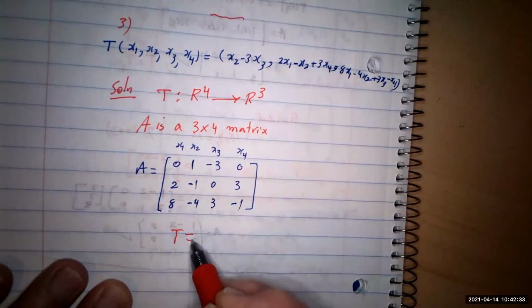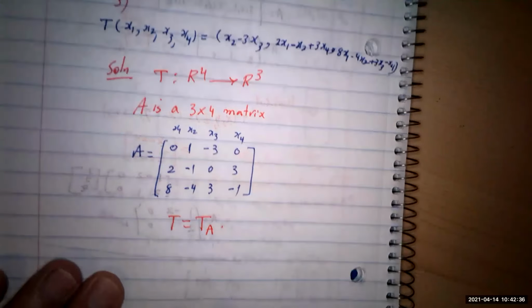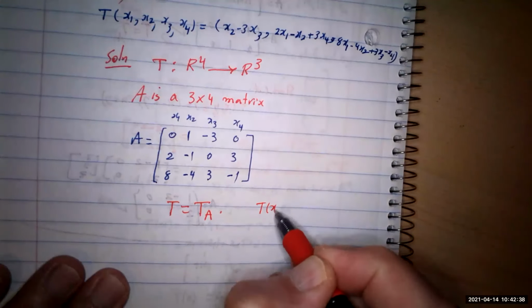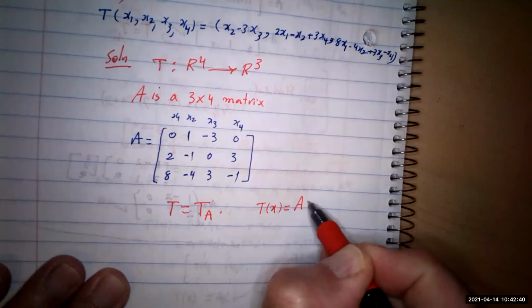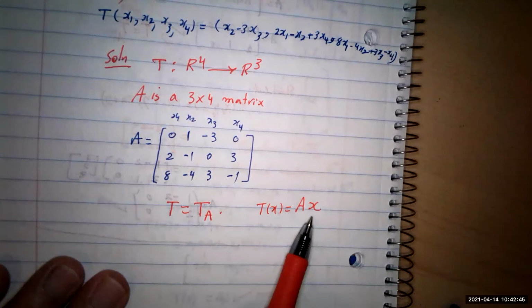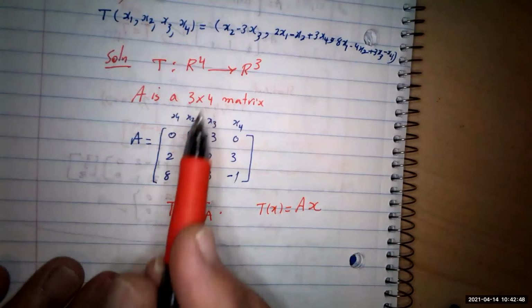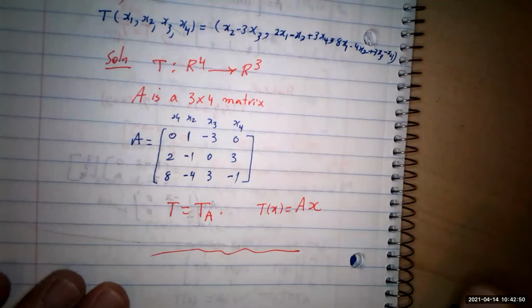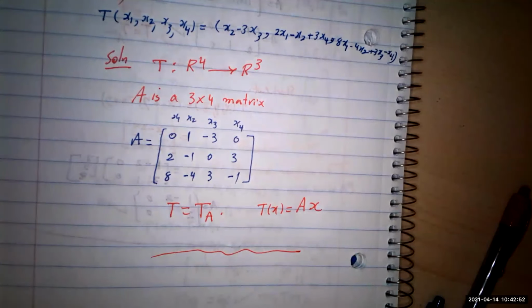You can see that T is equal to T_A. So this means if you want to find the T of X, it simply is going to be A times X, when A is this one, and your X is X1, X2, X3, and X4. Okay, so be quick, because in the problems that you are going to have, you should be able to find these matrices for us to get the numbers.